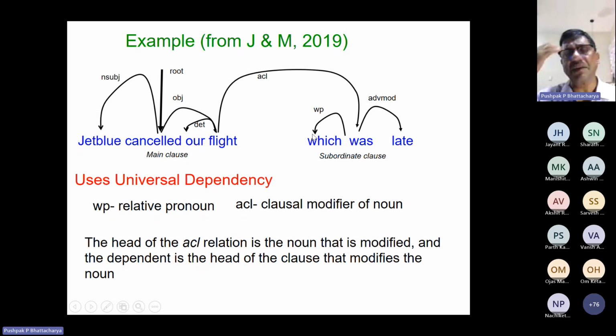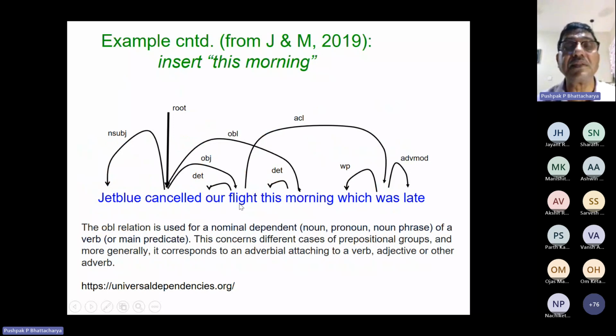Now you might be thinking, isn't it obvious? It will happen for every sentence. Not really. You can write this sentence in a different way. JetBlue cancelled our flight, which was late. We can write it this way: JetBlue cancelled our flight this morning, which was late. Now I have introduced an adjunct, an additional piece of information, this morning, between flight and which was late. So which was late is the clausal modifier for flight. I introduced this prepositional phrase this morning here. Now the projectivity is broken.